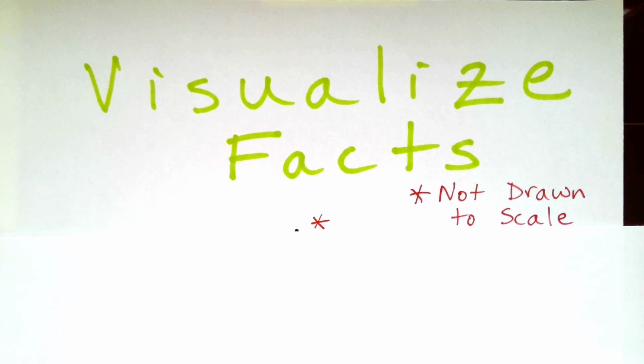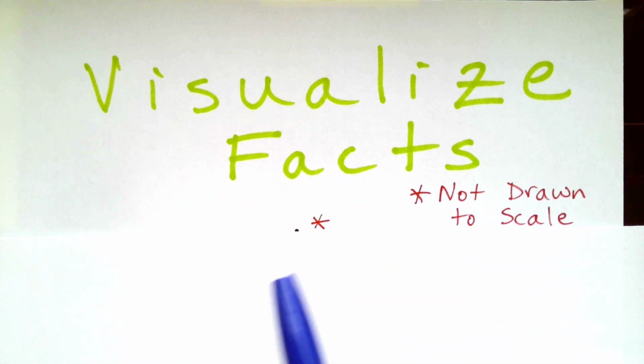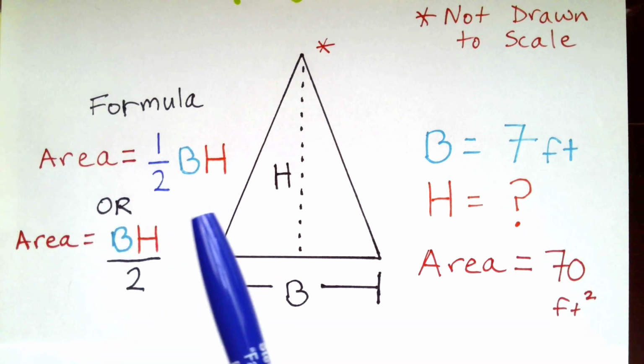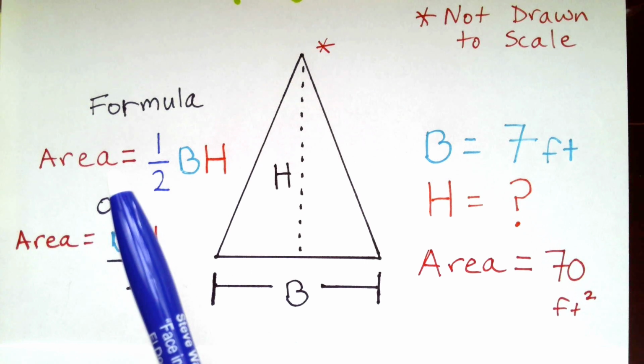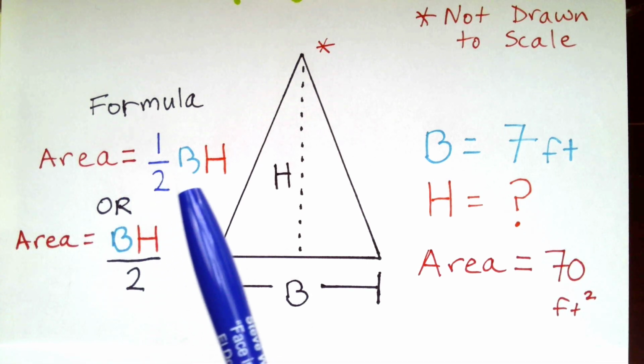All right, let's take a quick visualization of some of the facts. Now, the triangle I'm showing you here is not drawn to scale. So here I wanted to show you a triangle and label the base and then label the height and show you the formula. So the formula to find the area of a triangle is 1/2 times the base times the height.